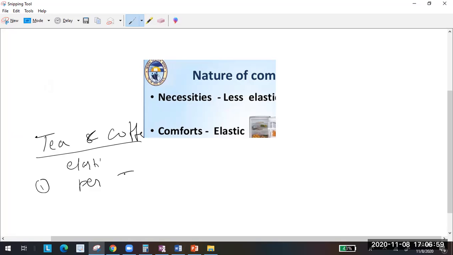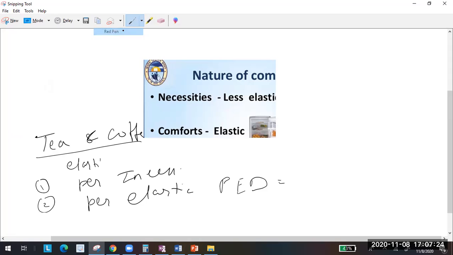Perfectly inelastic means what? Your answer will be perfectly elastic, yes. And perfectly inelastic means that it doesn't change. So can you tell me what PED is equal to in case of perfectly inelastic? E equals infinity? Yes, that is perfectly elastic. You are using perfectly right.